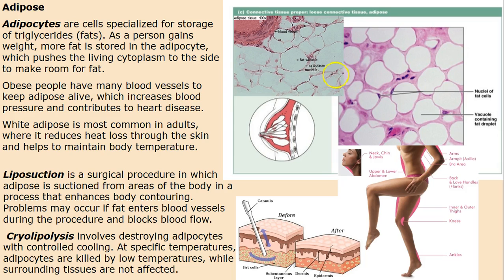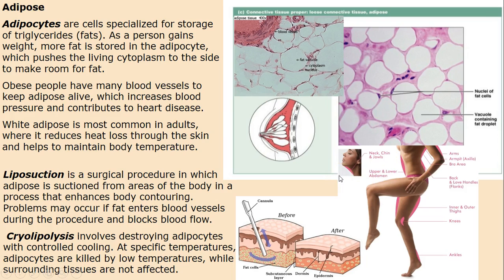One of the problems is as we gain weight, our blood vessels have to keep these cells alive, and that's going to contribute to heart disease. We have white adipose, which is, well, it's the most common form for adults, and it does have some benefits. Okay, it's going to provide insulation from heat loss, so that in cold environments, we stay nice and cozy.